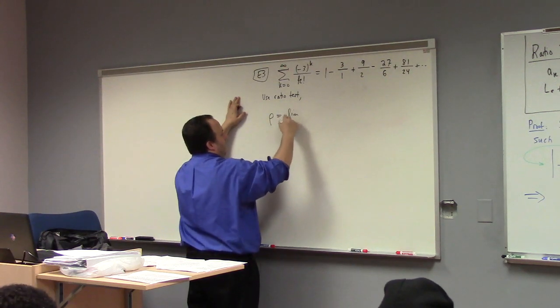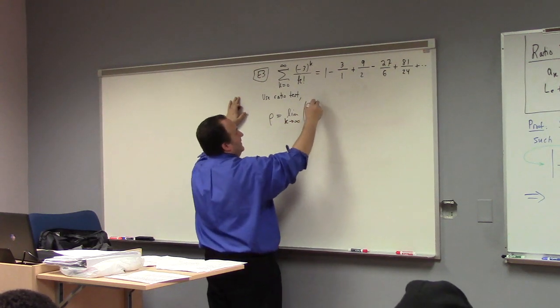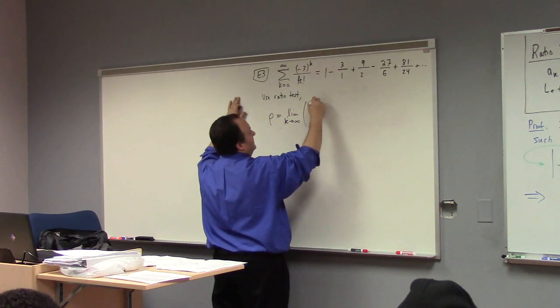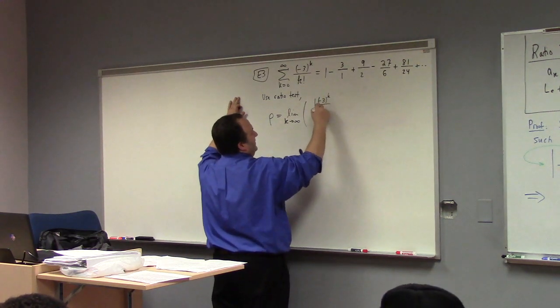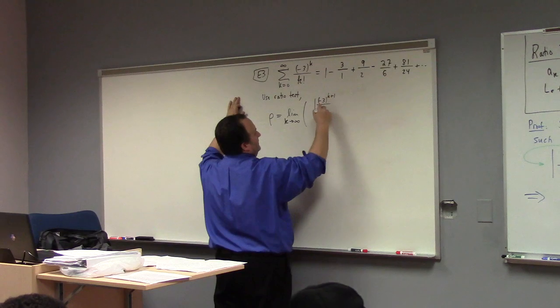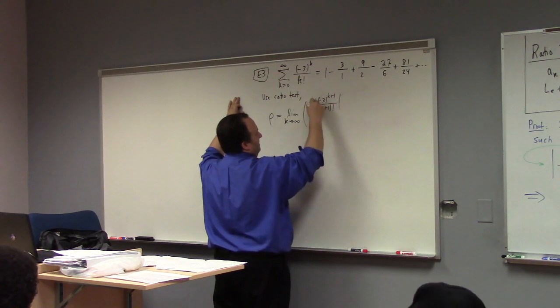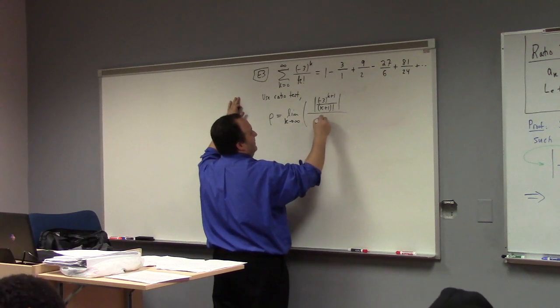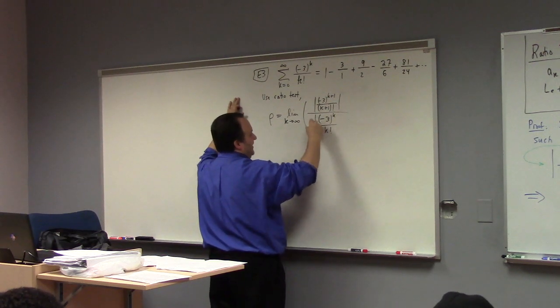Limit as k goes to infinity of what? We've got the absolute value of minus 3 to the power k plus 1, divided by k plus 1 factorial, divided by minus 3 to the k divided by k factorial. I regret my font choice here. I'll fix it in a second. Absolute value of all that, right?